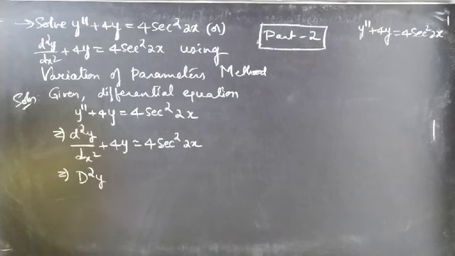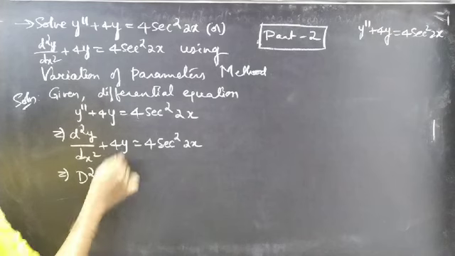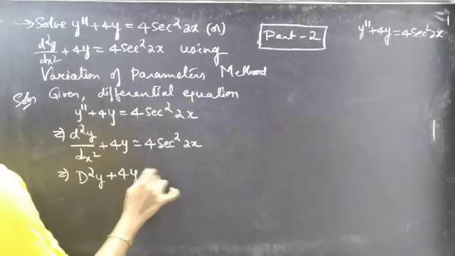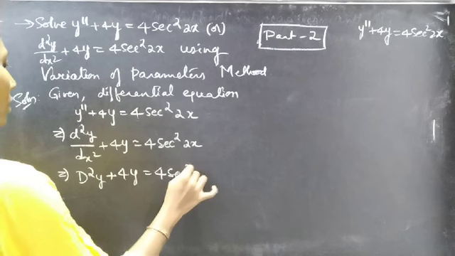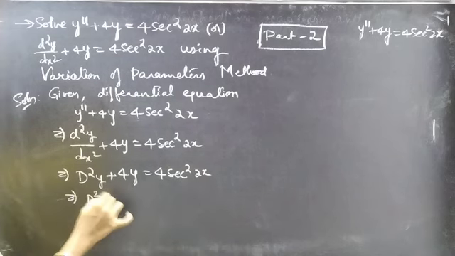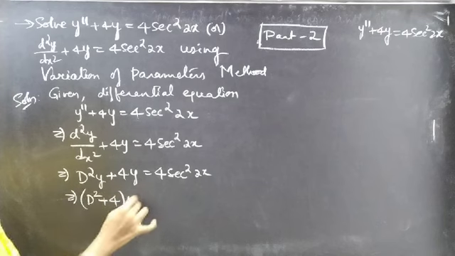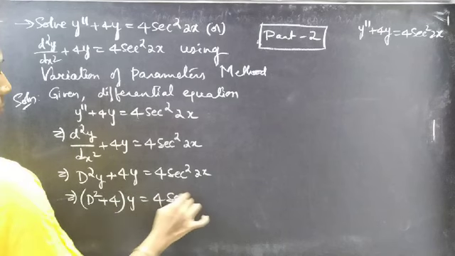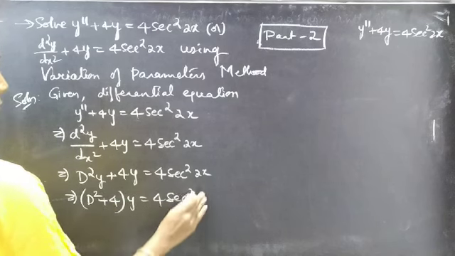Now I'll write d square y by dx square as capital D square y, that is in differential operator form. Here capital D is a differential operator, right? Plus 4y equal to 4 secant square 2x. Now take y common from these two terms, we'll get d square plus 4 into y equal to 4 secant square 2x.